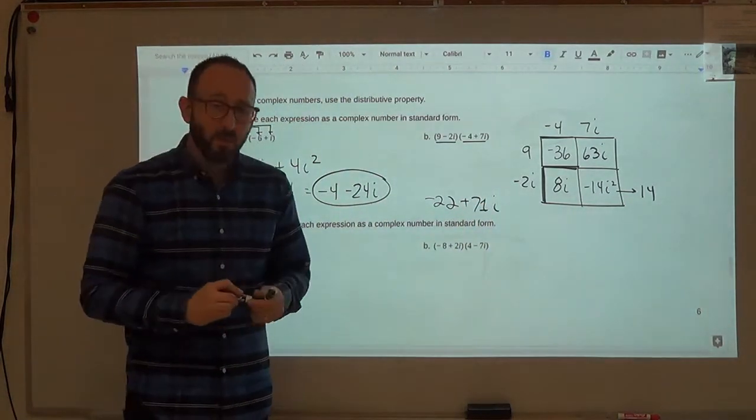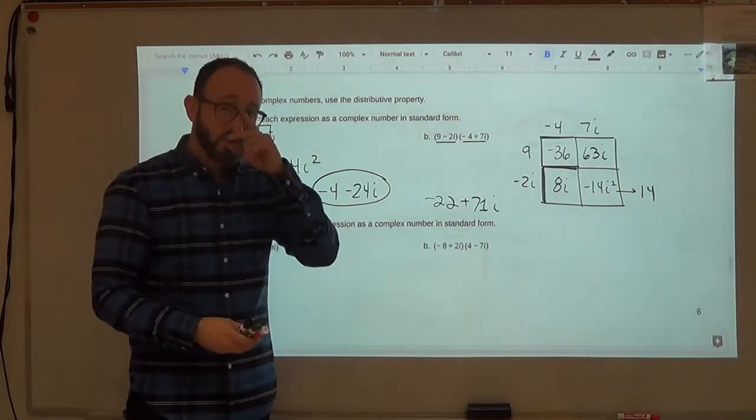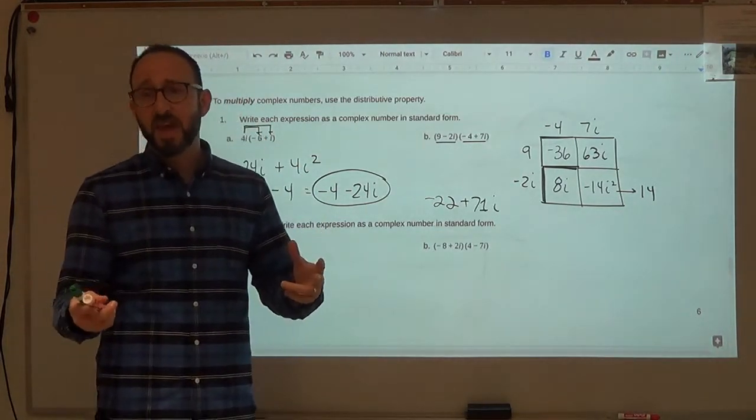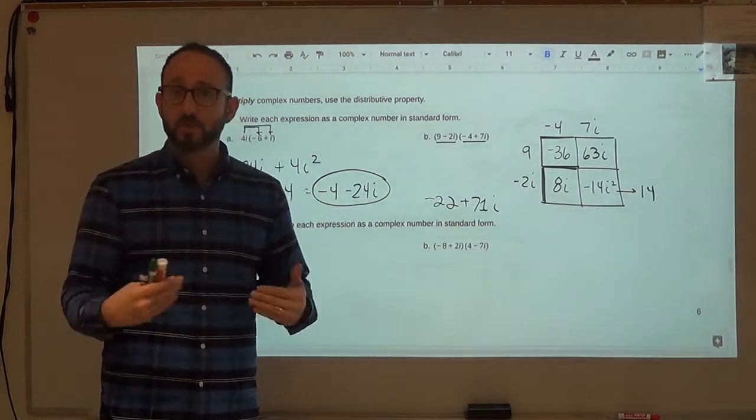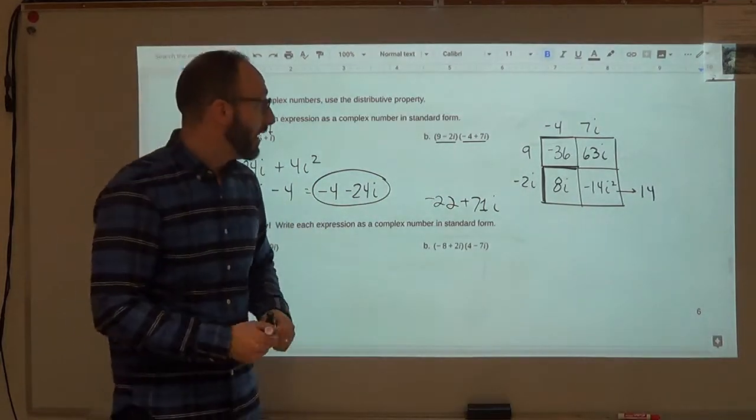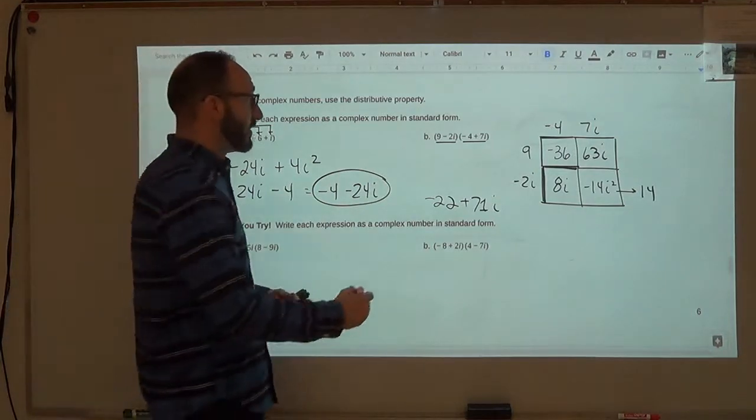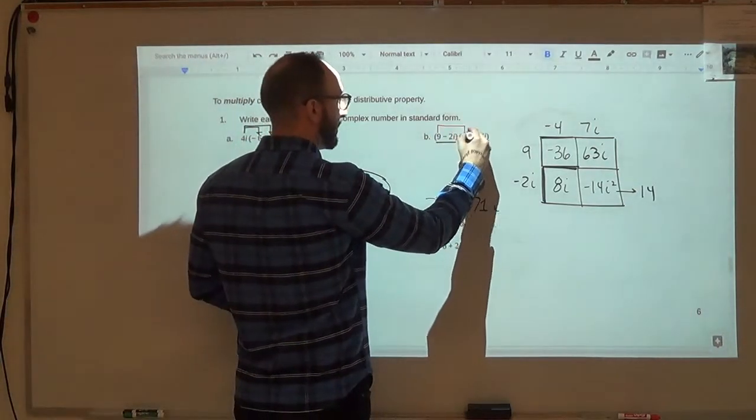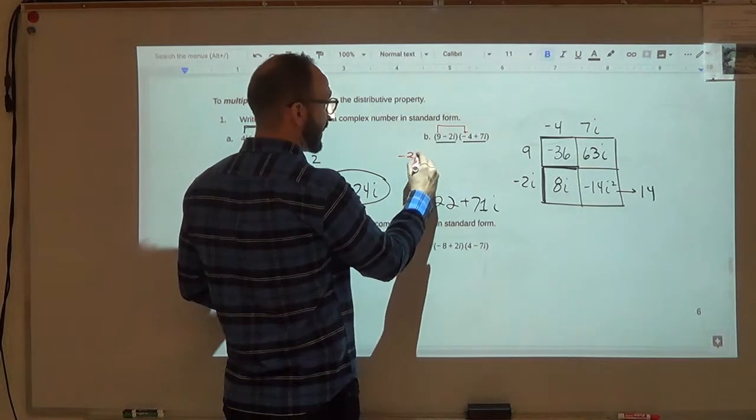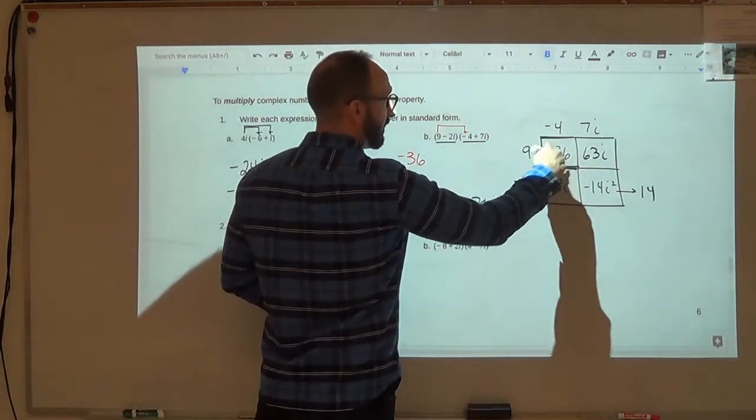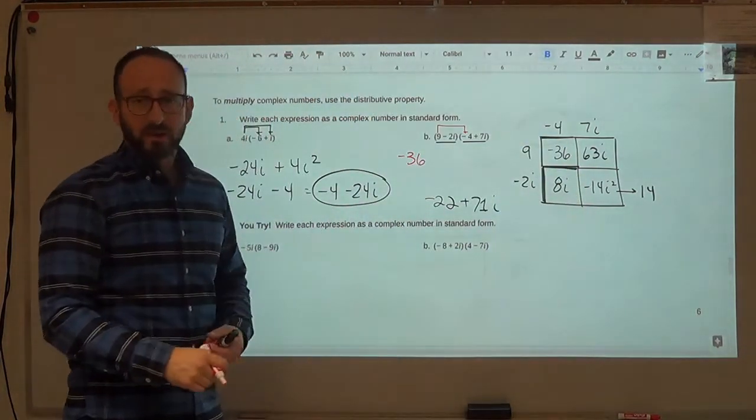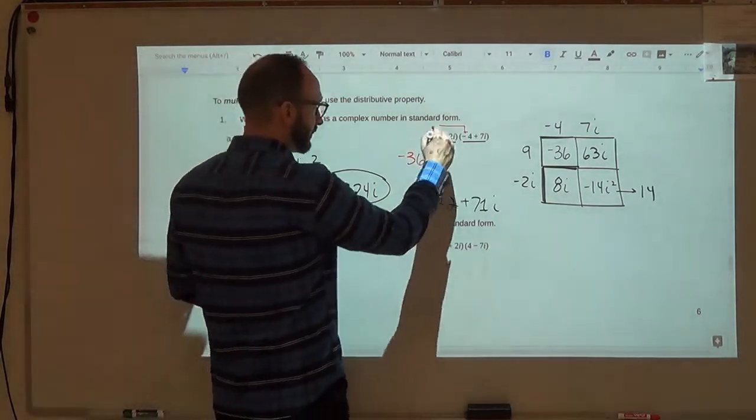Now, like I mentioned before, you don't necessarily have to use this approach. I just know some people favor that because it gives you a visual interpretation of what's going on. But you're going to get the exact same results if you just distribute. So if you distribute 9 to negative 4, you get negative 36, which is the area of the upper left-hand rectangle. So it's the same result.